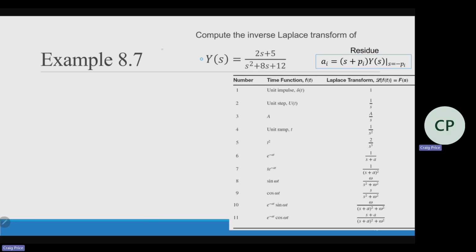So we got two roots. Based on those roots, you're going to set up partial fractions and you want to find your two constants. Once we have those two constants, we can just bring it back to the time domain.